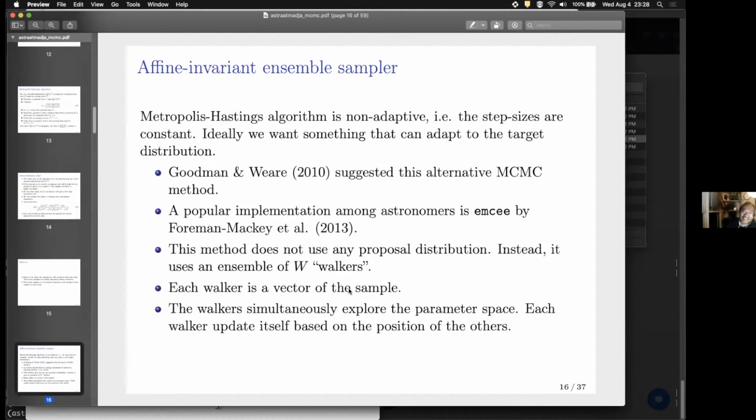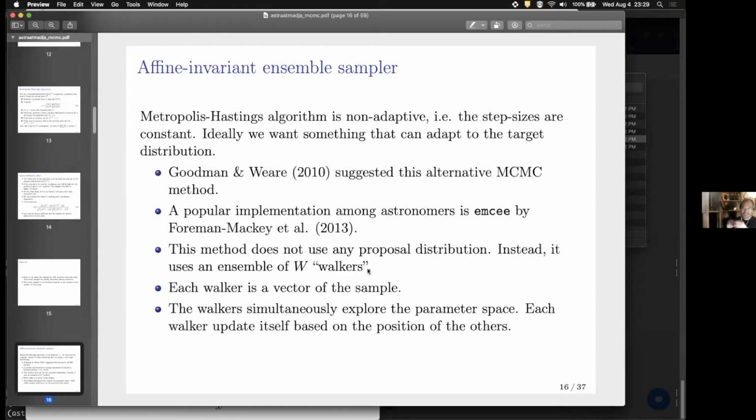So where was I? Yeah, the affine invariant sampler. It doesn't use any proposal distribution. As you can see, it uses what we call an ensemble of workers. The number is predetermined, between, I don't know, 10 workers, 100 workers, 1,000 workers. It can be a lot, depending on the power of your computer.